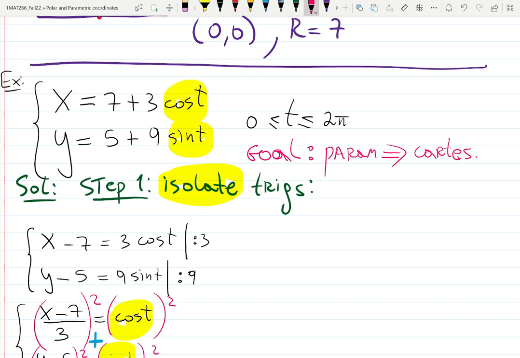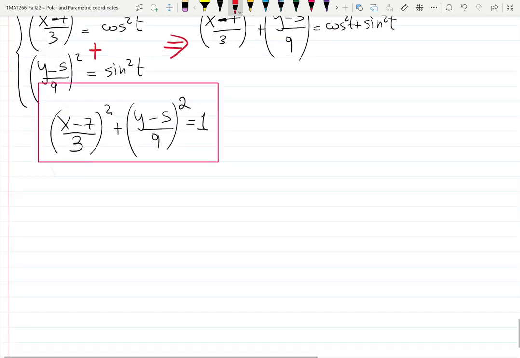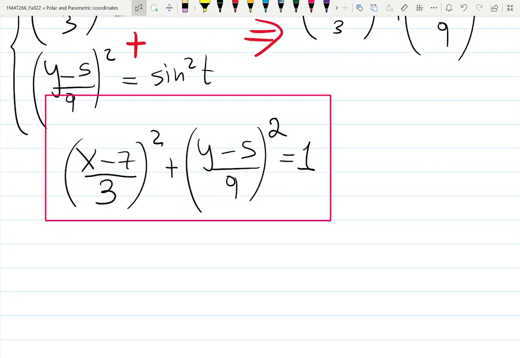Cartesian is sometimes called square coordinates or rectangular coordinates. Parametric from rectangular coordinates: the goal is to get rid of t. To get rid of t, we want to make sure that sine squared and cosine squared are added together. Then t goes away because it gives you 1. We got this.